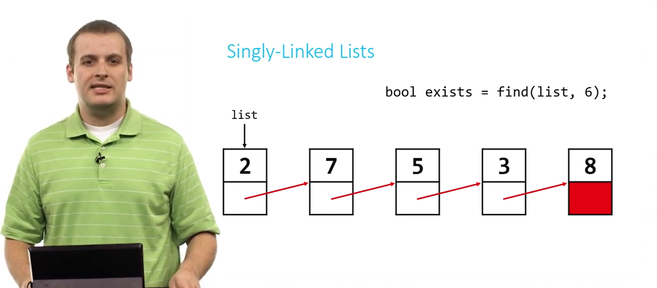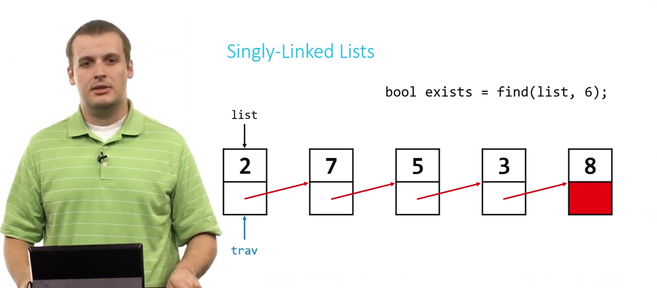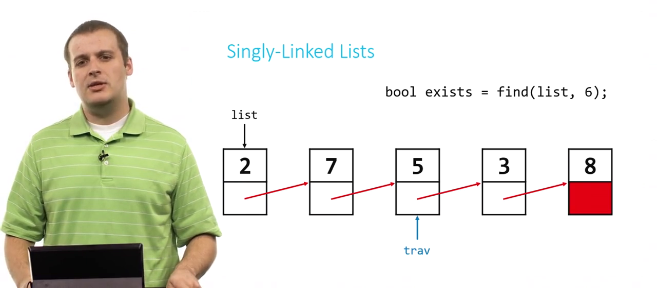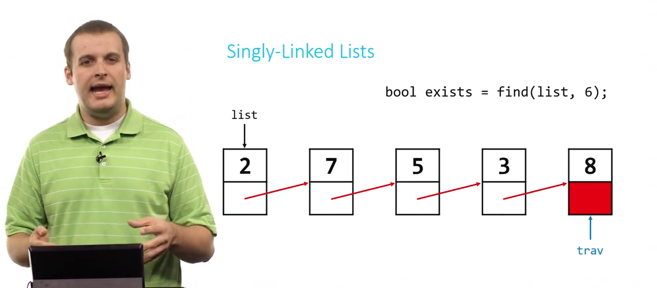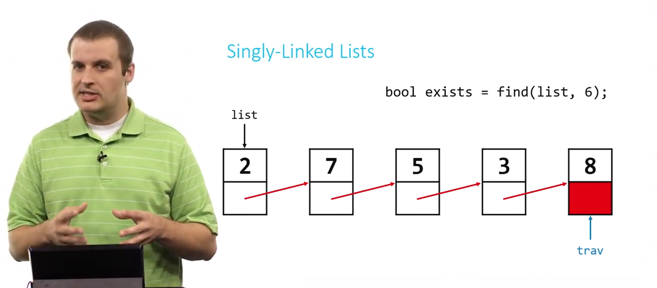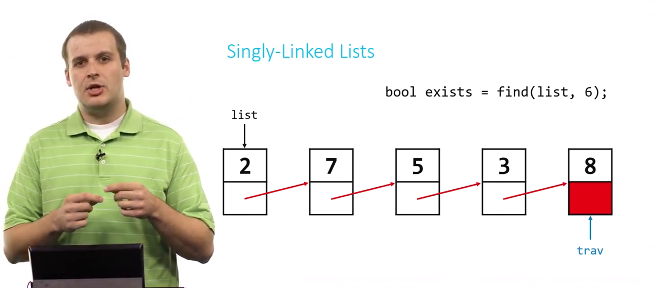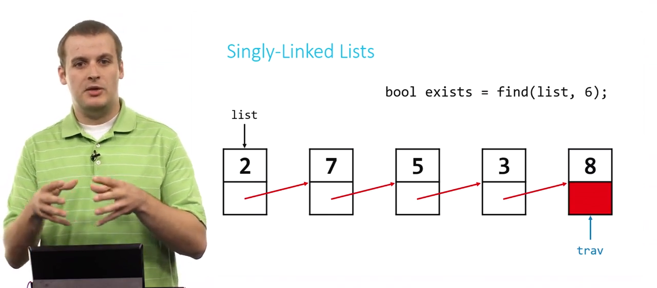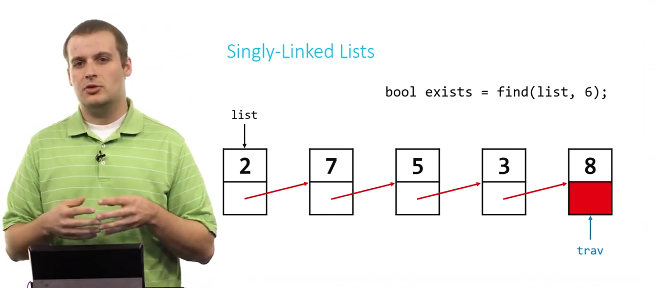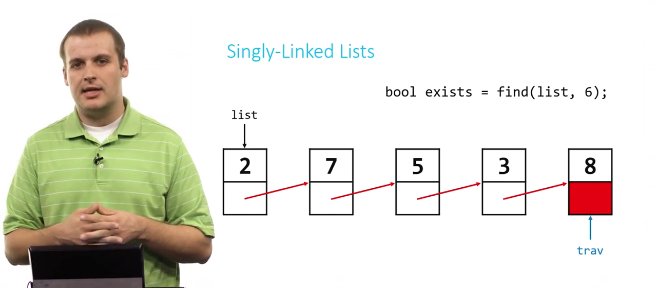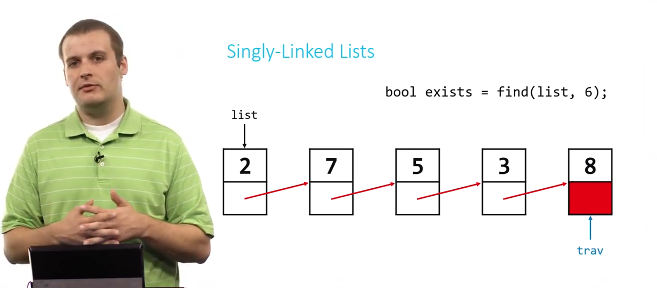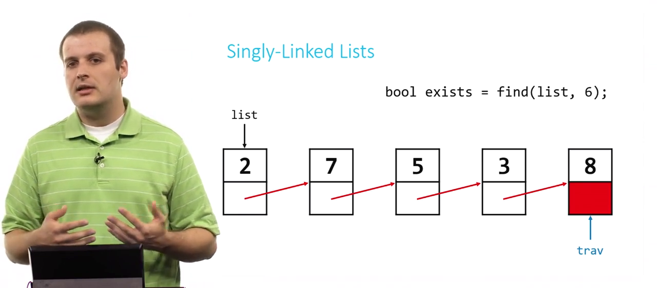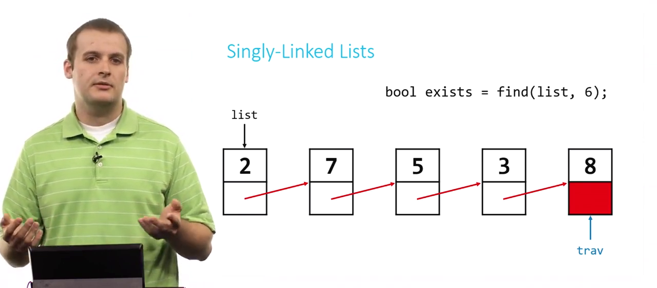So again, let's try and find 6 in this list. Well, we start at the beginning. We don't find 6. And we continue not finding 6 until we eventually get to here. So right now, trav points to the node containing 8, and 6 is not in there. So the next step would be to go to the next pointer, to say trav equals trav next. Well, trav next, indicated by the red box there, is null. So there's nowhere else to go. And so at this point, we can conclude that we have reached the end of the linked list, and 6 isn't in there, and we will return false in this case.